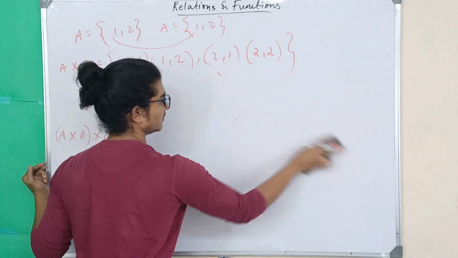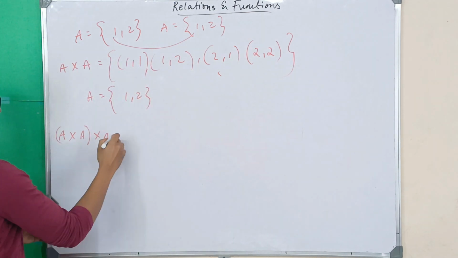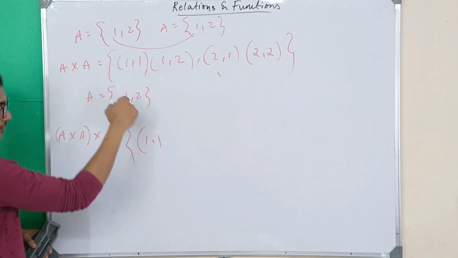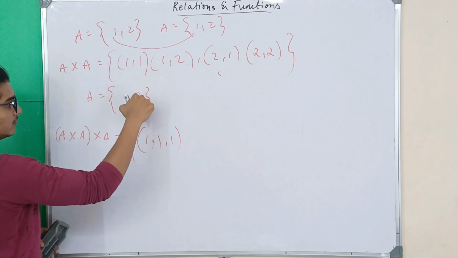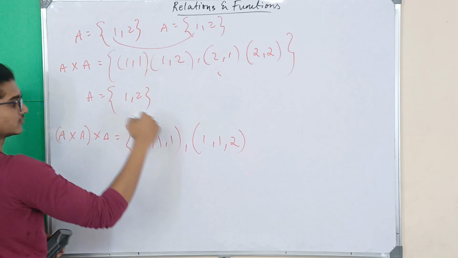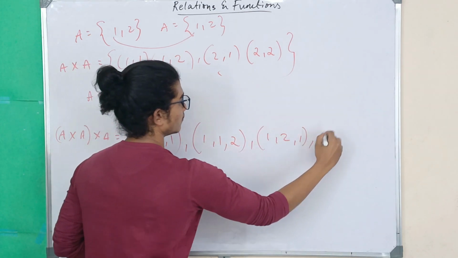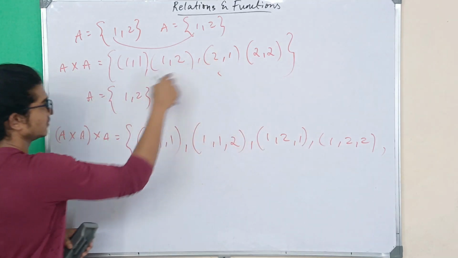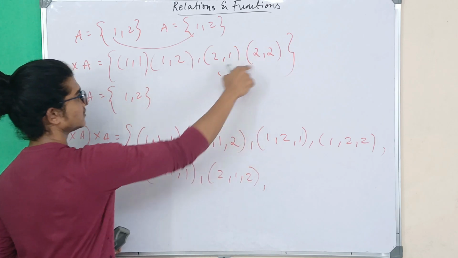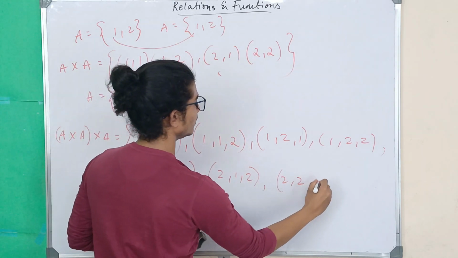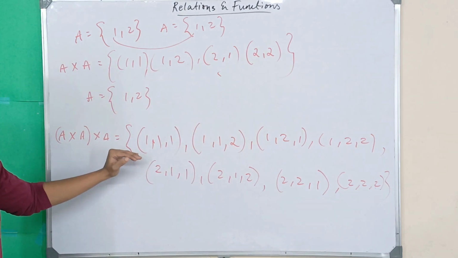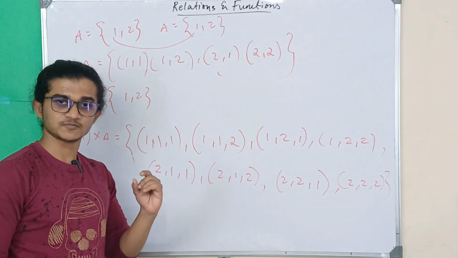So here what you get is a triple ordered pair. So (1, 1) from this, into 1, so (1, 1, 1). Then (1, 1) into 2, so (1, 1, 2). And then next is this into this, (1, 2, 1), (1, 2, 2). And then this into this, (2, 1, 1), (2, 1, 2). This into this, (2, 2, 1), (2, 2, 2). So this is the triple ordered pair. If you do this for real numbers, you're going to get all the possible points in the 3D space.